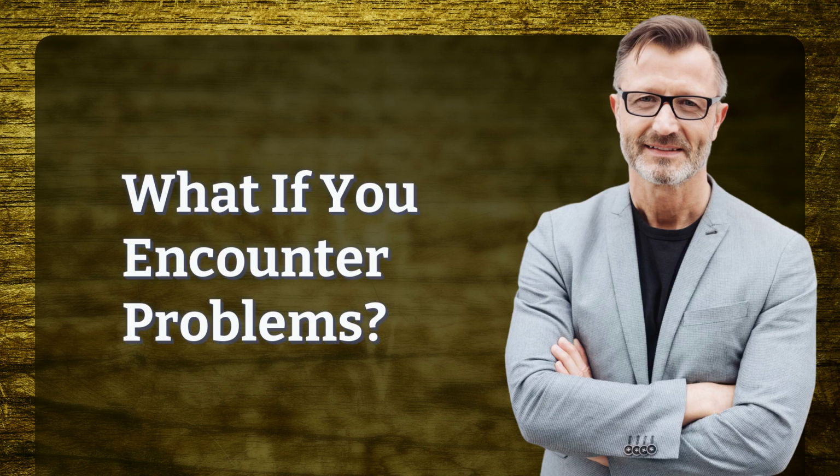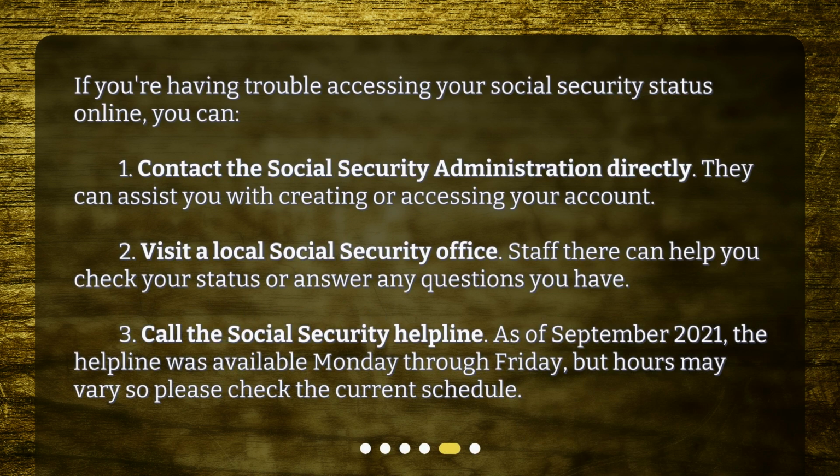What if you encounter problems? If you're having trouble accessing your Social Security status online, you can: 1. Contact the Social Security Administration directly. They can assist you with creating or accessing your account. 2. Visit a local Social Security office. Staff there can help you check your status or answer any questions you have.